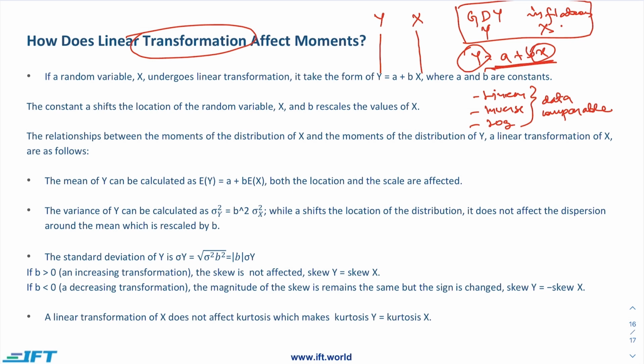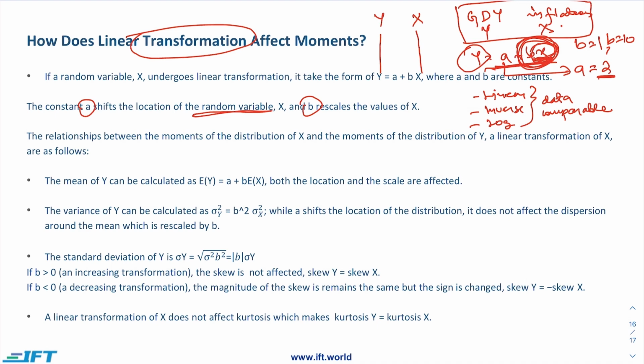We do these sorts of transformations to make our data valid or comparable to each other. In this linear transformation, the constant a shifts the location of the variable. So if a is equal to 2, whatever the value of this factor is, it will be shifted by 2. And b rescales the impact of variable x. So if b is equal to 1 there will be no impact, but if b is equal to 10, it will have a huge scaling impact on the size of x.